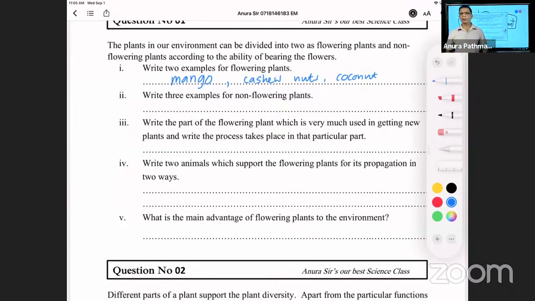Write three examples for non-flowering plants. Ferns, cycas, spikes, cycas, Gardenia, ficus, Calvinia, moss.